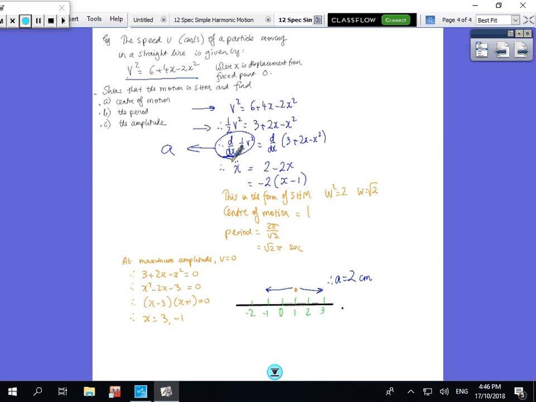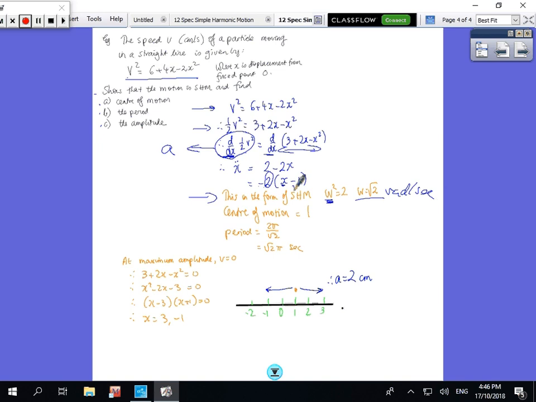So I get the derivative of that side, and that just turns into 2 minus 2x. So I take out minus 2 as a factor so that I can get x as the first number. So I get x minus 1. So then this is in the form of simple harmonic motion. The number there is equal to omega squared, so omega equals root 2 radians per second.